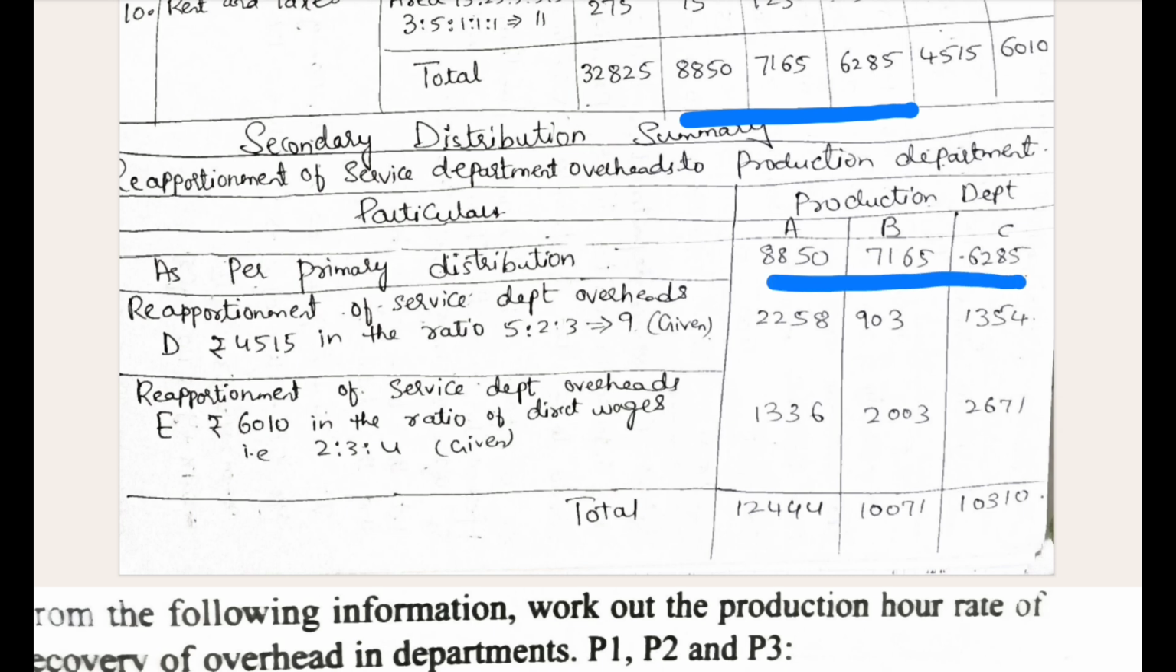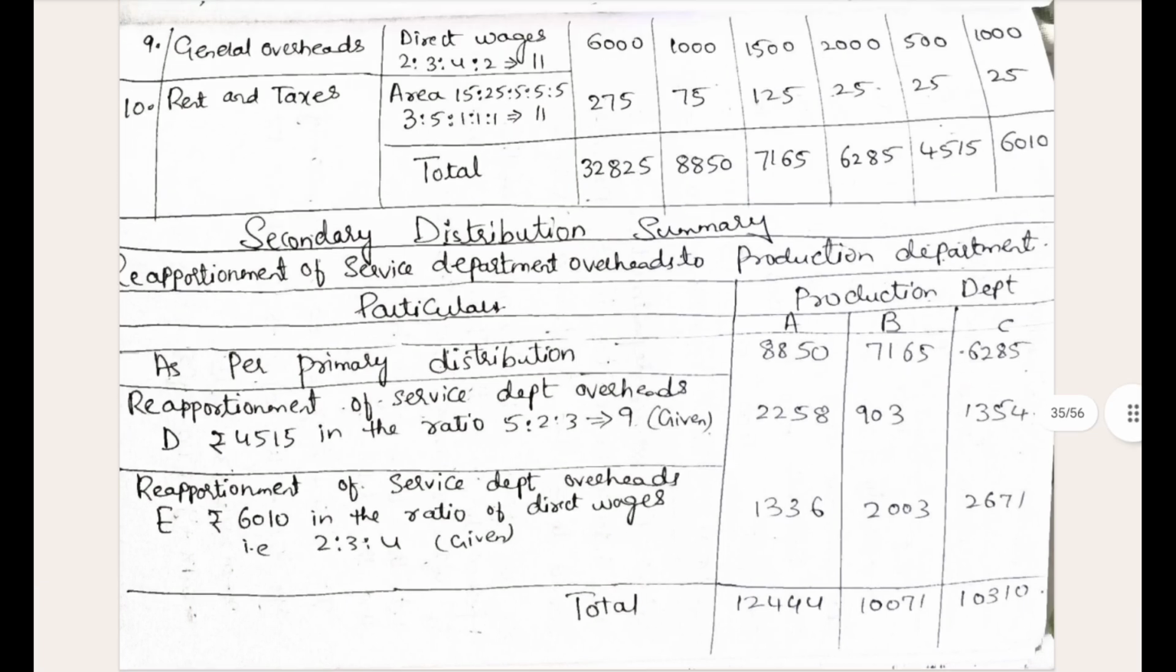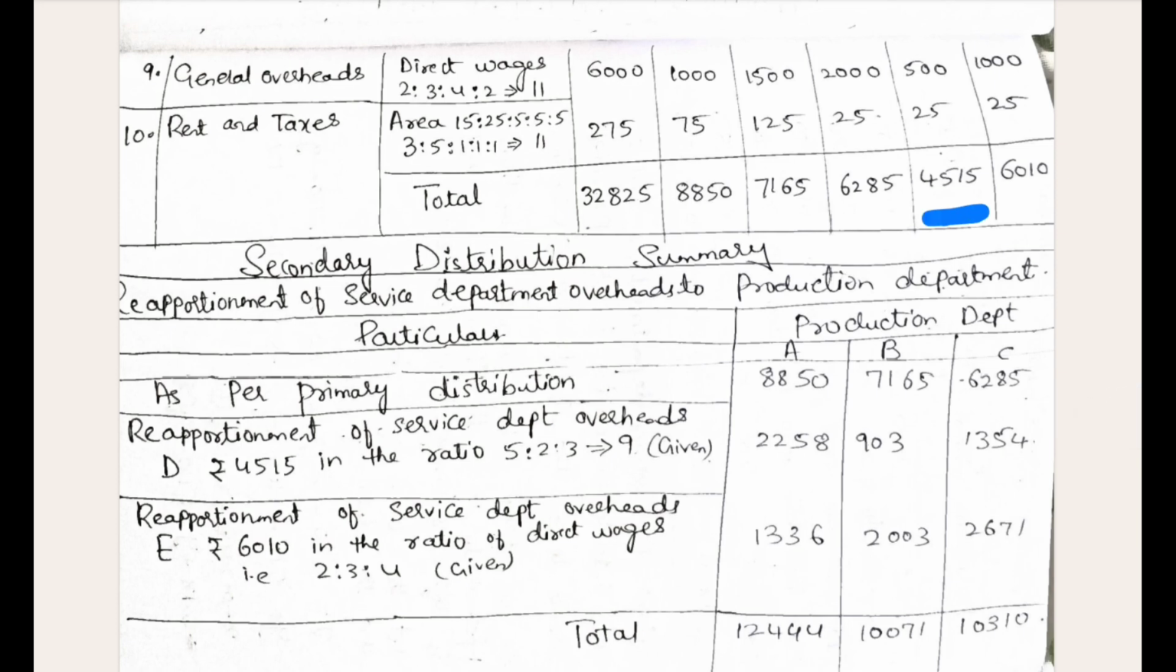Now we are reapportioning the service department overheads, 4,515. This service department expense of 4,515 we are apportioning among these three production departments A, B, C in the ratio 5:2:3. It is given in the question. I have already explained that in the video, so 5:2:3 is directly given and we just take that. Is it clear? So 4,515 into 5 by 9, we will get 2,258. 4,515 into 2 by 9, 903. 4,515 into 3 by 9, 1,354.